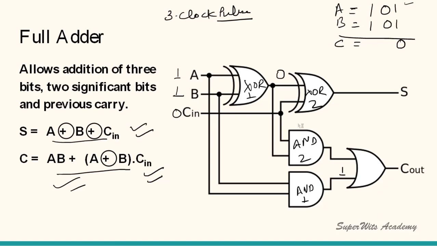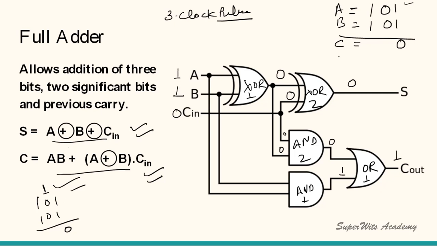Now I need to solve the second half adder level. Here XOR is 0 at the first input and Cin is also 0, so the output will be 0. If I go to the next AND, both inputs are 0, so the output will be 0. The Cout will be, because this is an OR operation, 0 and 1 becomes 1. So what I'm going to get in this case, for 101 and 101, is a 0 with a carry. We have a 0 and we have a carry.